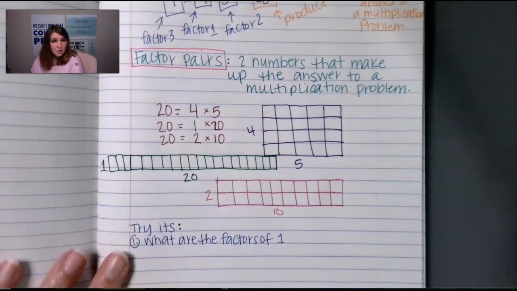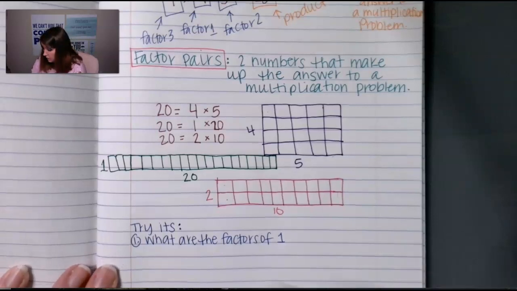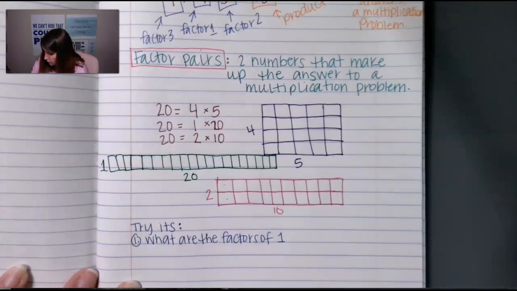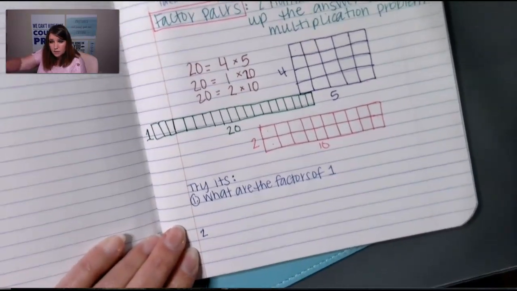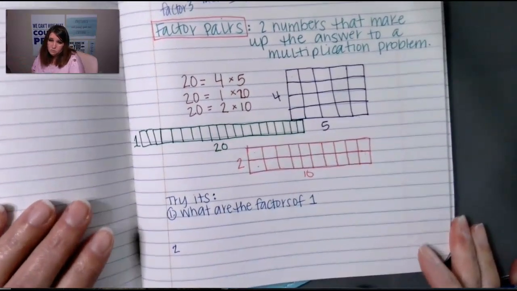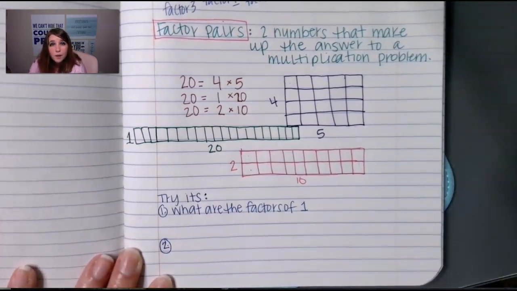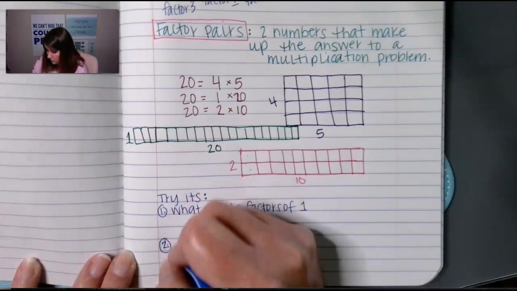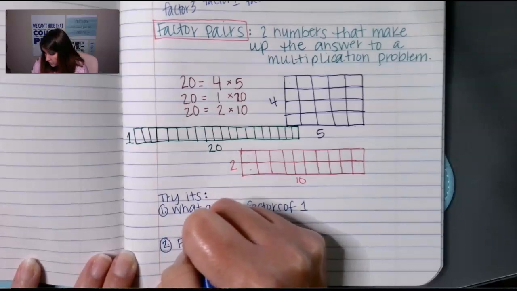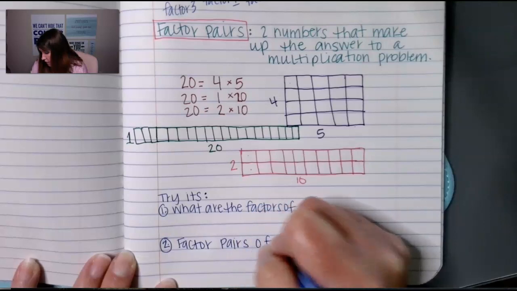You could also tell me, I want to know the factor pairs of 8. So question number 2, I'm going to scoot this like this and move that like that. There we go. Question number 2, I want you to answer, what are the factor pairs of 8?